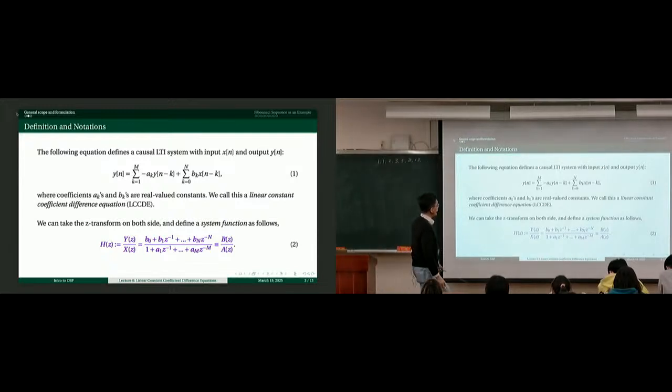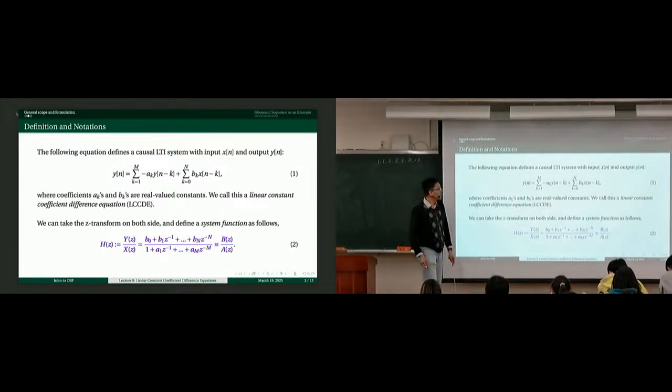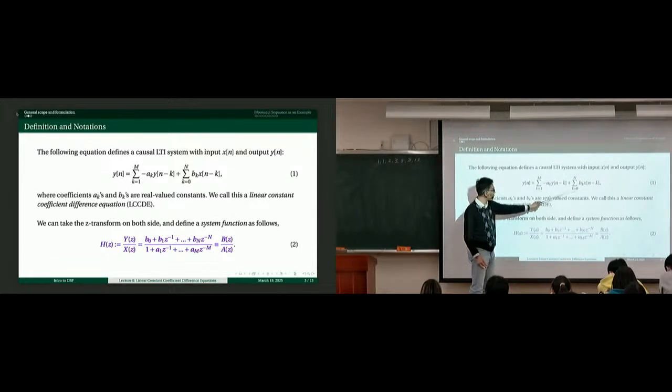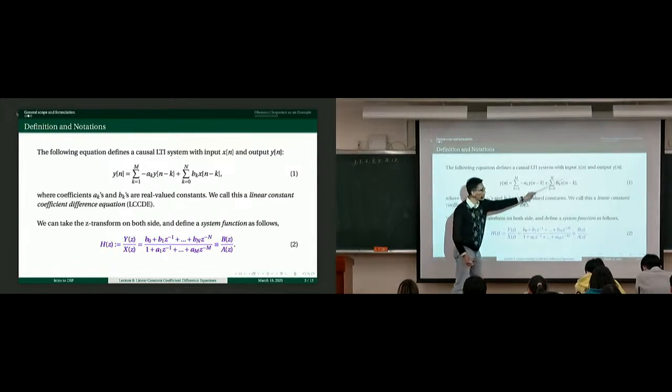So again, if x is the input, then we can define such a relation to calculate the current output. At every time n, we will look at the input n samples in the past. K sums from 0 to big N, right? So it goes backward. K goes backward. This sample, the previous sample, n samples in the past. And there's a linear combination right here.